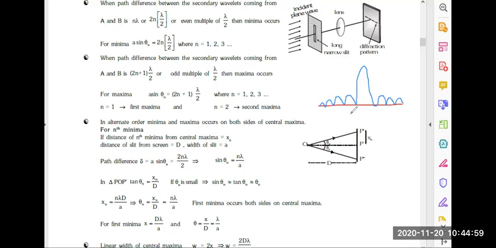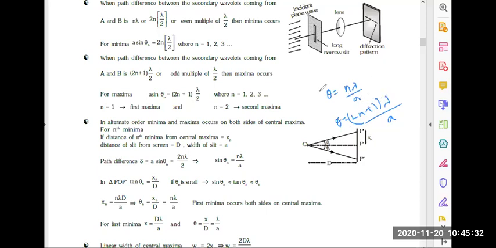Now, when we talk about fringe width, there's something on angular fringe width. We have calculated that theta is equal to n lambda by a for dark fringe, and theta is equal to (2n+1) lambda by 2a for bright fringe, where a is the slit width. This is what we have studied.